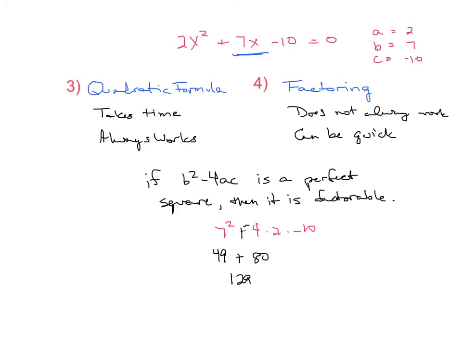So, what does this tell me? Well, it tells me that this is not factorable. It's not a perfect square. So if it's not a perfect square, then there's no combination of integers that we could put together where we could set out a binomial factorization. It's not possible.